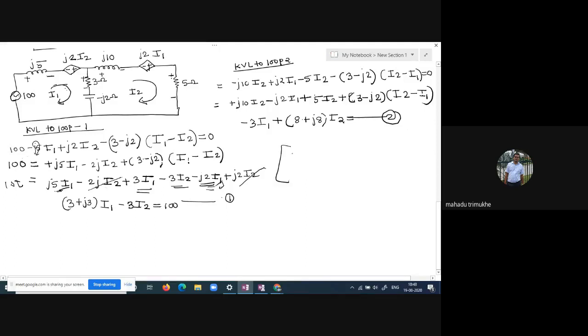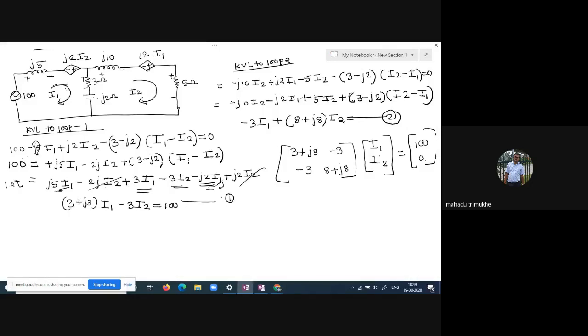So we have to write it in the matrix form: 3 plus j3, and here -3, here -3, here 8 plus j8. Okay, then we write here equations 1 and 2 in matrix form.